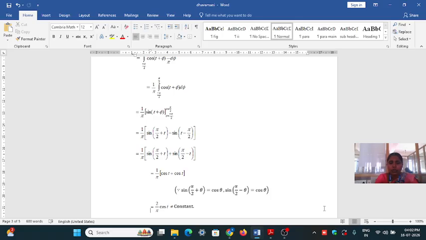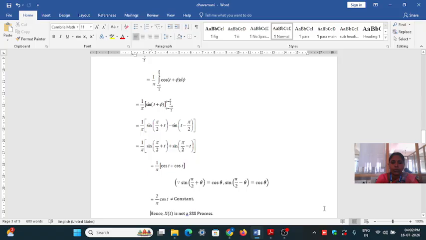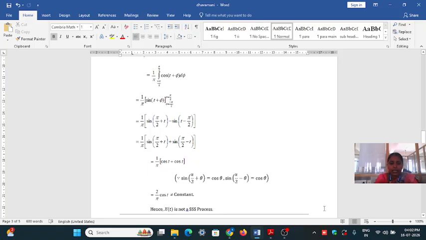So what is the value of sin(90 + theta)? Cos theta. And sin(90 minus theta) is nothing but cos theta. Just add the values: 1 by pi into cos t plus cos t, that is 2 cos t, so 2 cos t divided by pi. So this is not a constant. That value, 2 by pi cos t, is not equal to a constant. Therefore X(t) is not a stationary process.